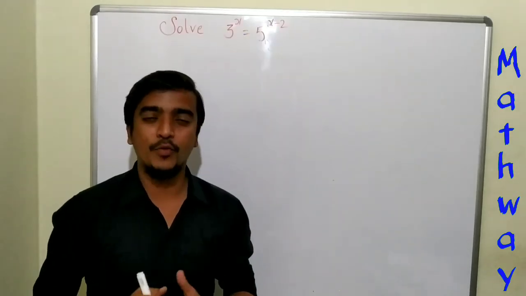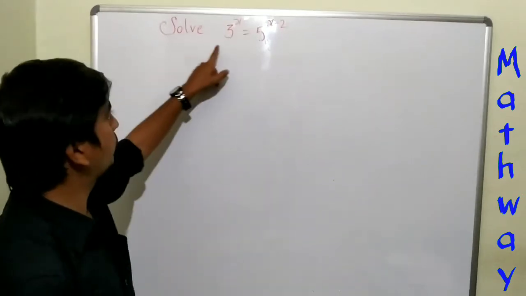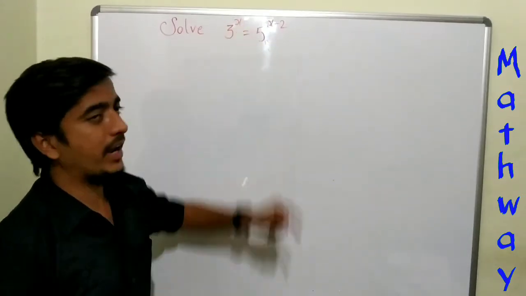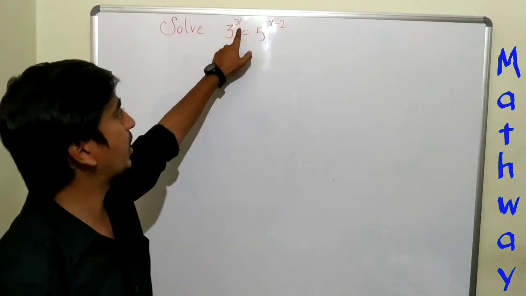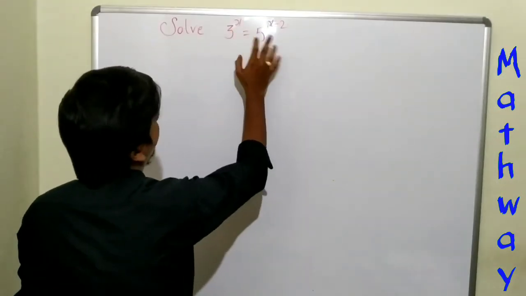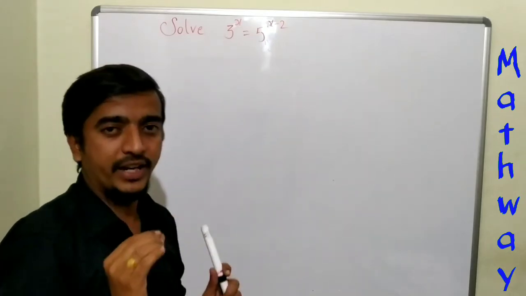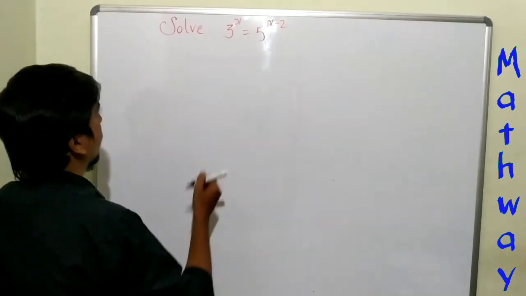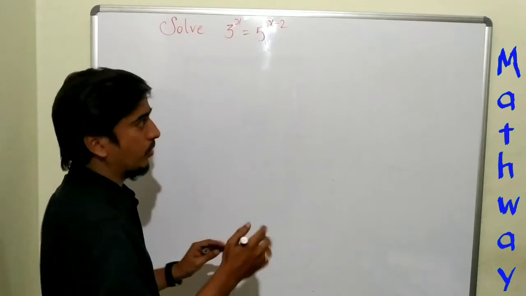Let us solve one more problem. Solve 3 power x equals to 5 power x minus 2. Here solve means we have to find the value of x. Let us see. So here 3 power x equals to 5 power x minus 2. Now I am taking the log on both sides. If you take it on both sides, there's no problem.